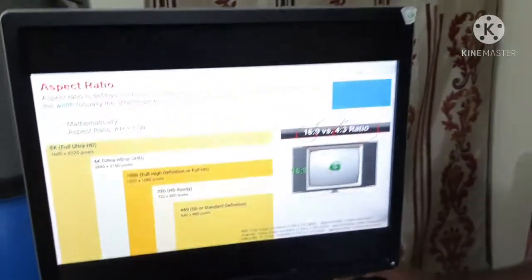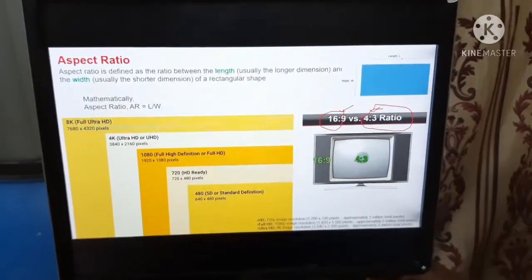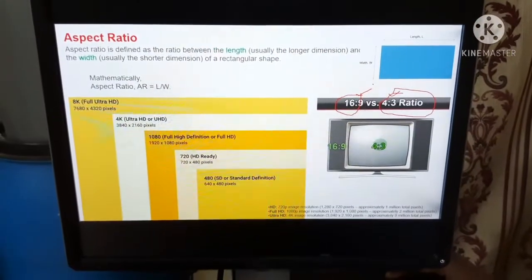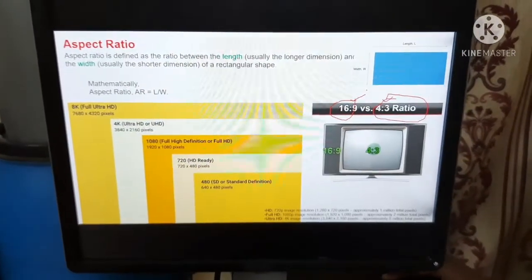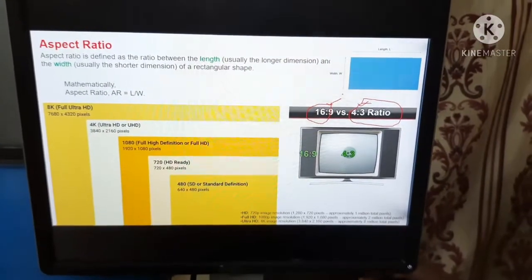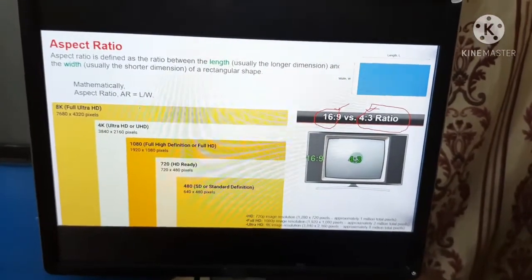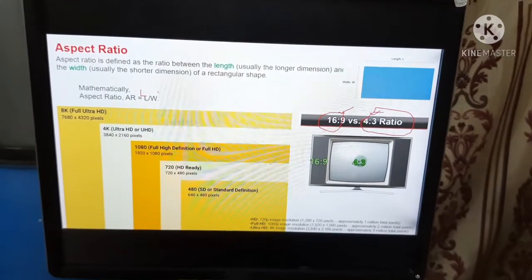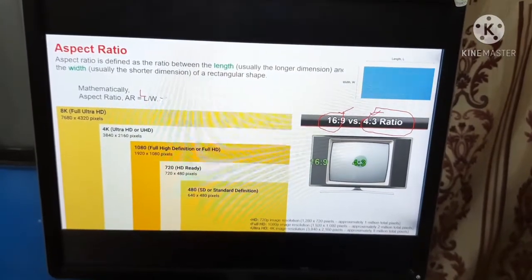Further, you need to understand the same thing again. You have an image with a length L and a width. So the aspect ratio is nothing but the ratio between the length and the width of your image.